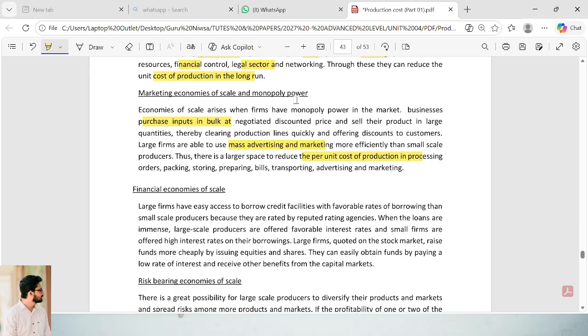And assume the bank says, okay, your interest rate is 14%. Then that large scale producer can negotiate.